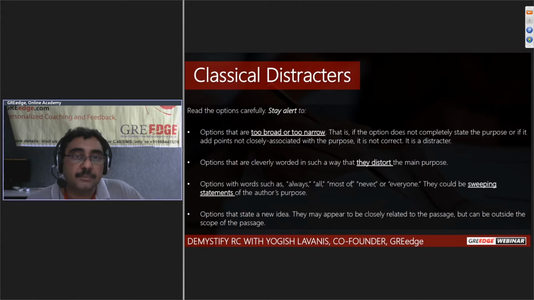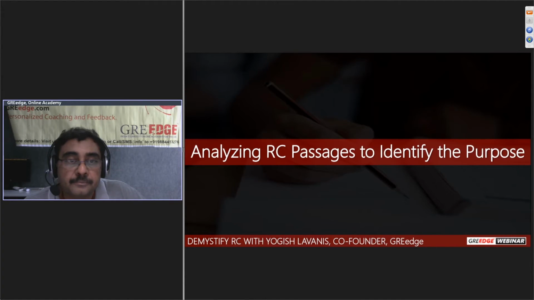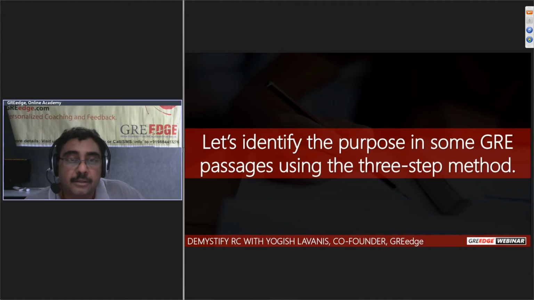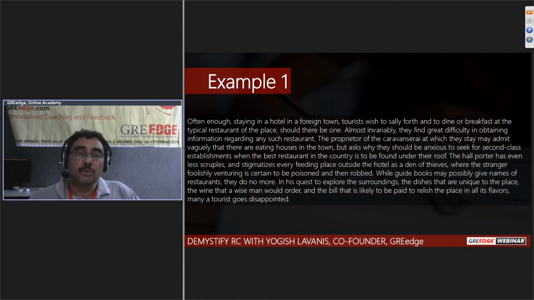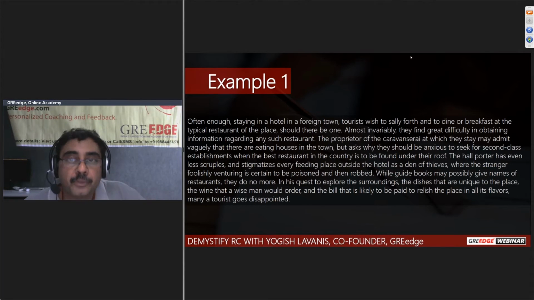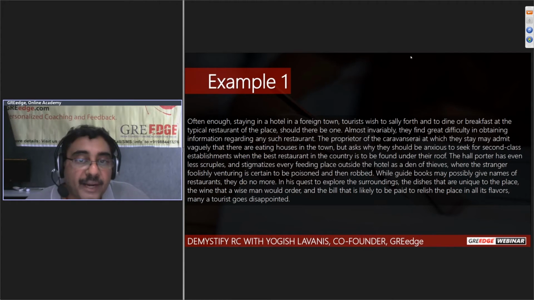Okay, then there are some classical distractors. Let's come back to it after we do one example, because distractors are important. Let's come back after we do one example. Okay, so do you guys want to read this passage? Okay, read this passage and keep the answer in your mind. We'll go step by step.